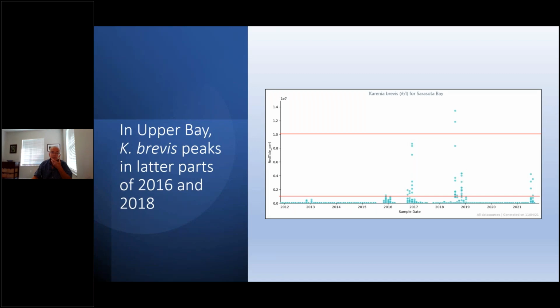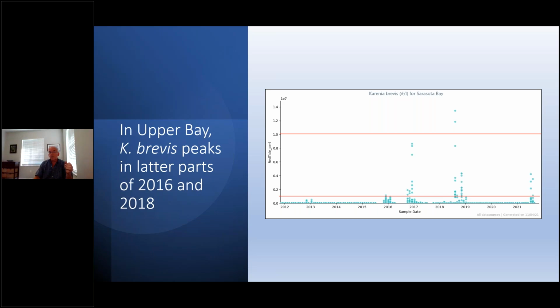This is data collected by Mote Marine Lab. The y-axis here is in 1 e to the 7. E to the 7 refers to the exponent 7. So a value of 1 actually represents 10 million, not 1 million. And what you can see here is that in the latter part of 2016, the water is warmer in the fall than it is in the spring. We had some pretty high levels of Karenia brevis cell counts. But we had even higher levels in 2018, where we had values that are higher than 10 million cells per liter. So very high values, again, in the latter part of the calendar year when the water temperature is warmer.